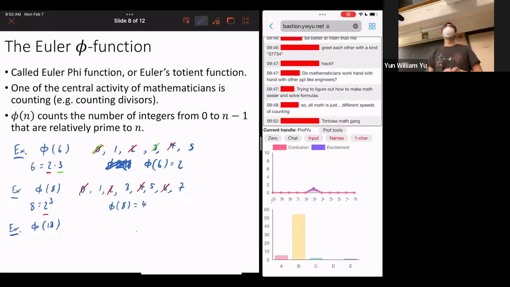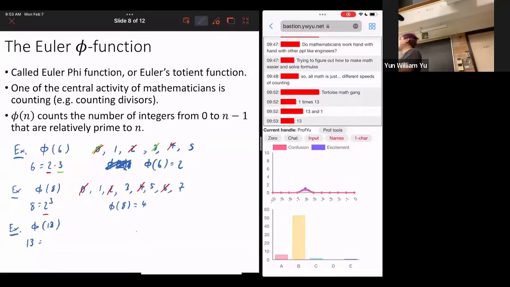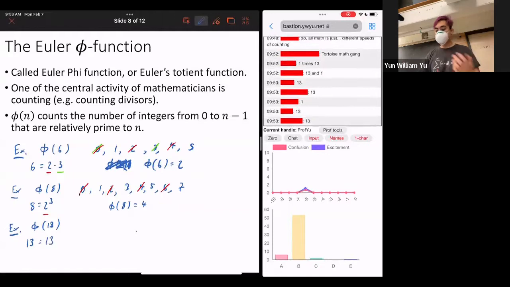So phi of 13, we said something about prime numbers being special when you're counting relative primes, right? So phi of 13 is actually a lot easier because, well, what's the prime factorization of 13? This should be an easy problem. So someone please answer. No, so yeah, you have 13 and 1. The prime factorization is just 13 in this case, because 13 is a prime.